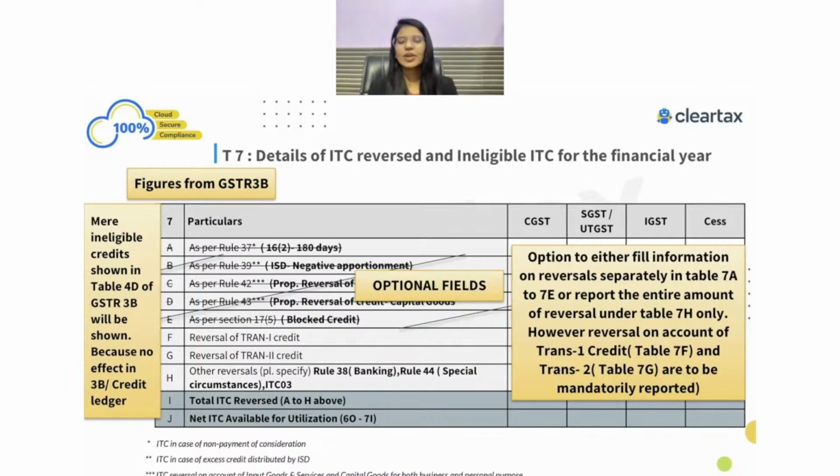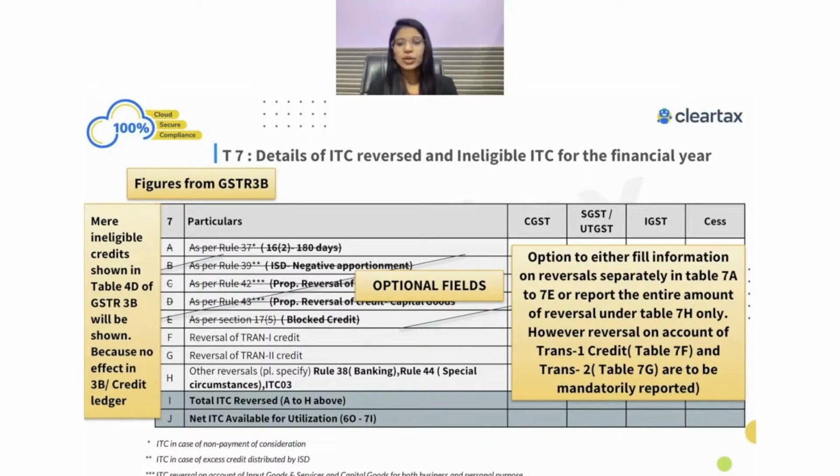And there the government has also given a kind of relaxation, I would say. We know that there is some breakup which we are asked for, right? That in 7A we have to show as per rule number 37, or in 7B we have to show as per rule number 39. So that breakup is not a mandatory thing. You may always choose to show the entire ITC reversal amount which is done in GSTR-3B in 7H itself, right? So that is what we can directly show.